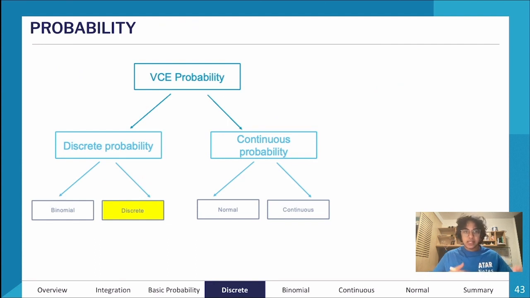Okay, let's get on to discrete probability, right? So we've covered all the basic stuff. Now it's time to get into the nitty gritty.